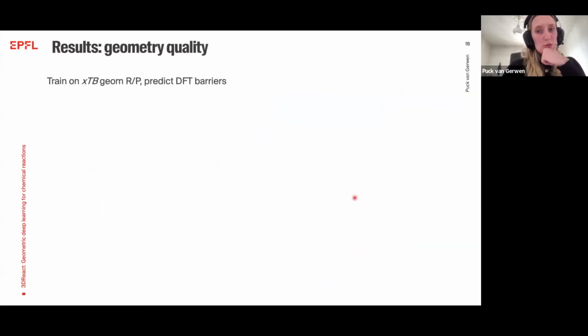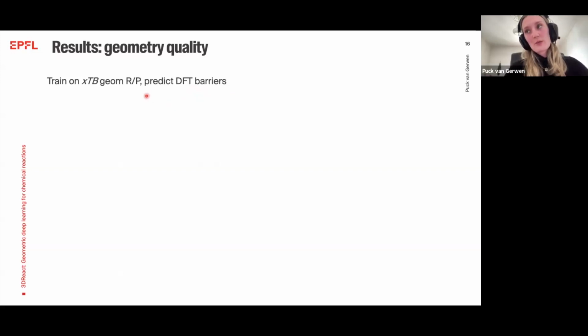And then another pressing question when you're actually training models on the 3D geometry is the quality of the geometry. So typically these data sets, because they are associated with usually DFT level barriers, the geometries of the reactants and products are also relaxed at DFT level. So this is something that you will not want to do in an out of sample scenario.